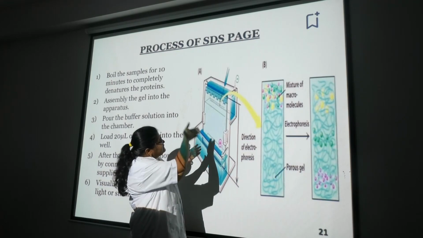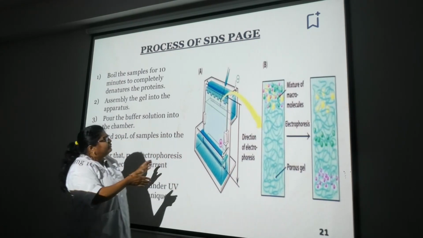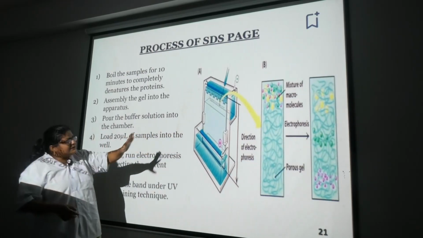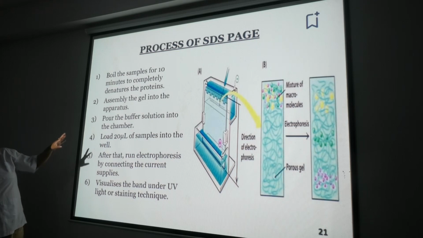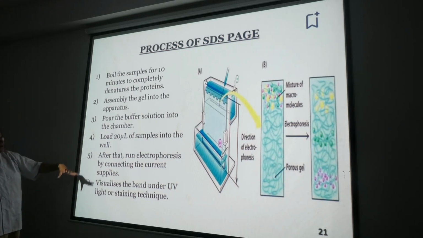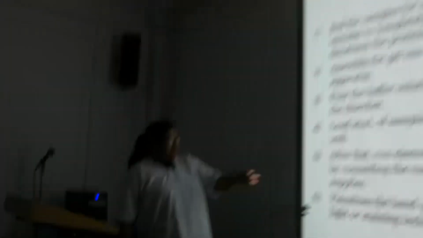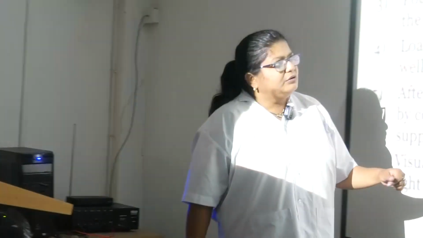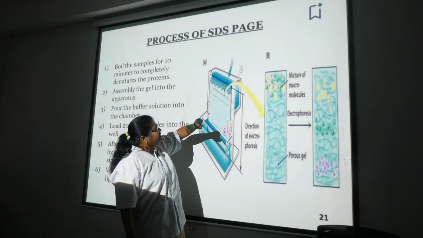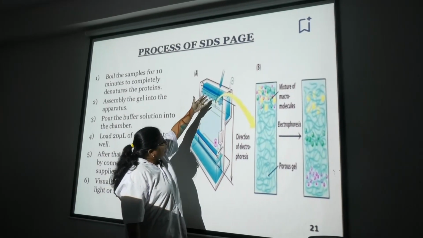Between these two slides the gel is placed. There is a screw system which keeps it in place, and then the rest is the same. Assemble the gel into the apparatus, pour the buffer solution into the chamber, load 20 microliters of the sample into the wells. After that, run electrophoresis by connecting the current supply and visualize the bands under UV light or a staining technique. After a few times, about 45 minutes, this will run.